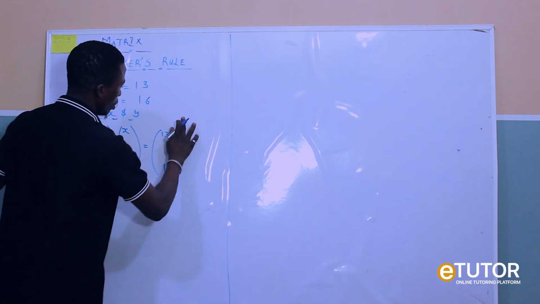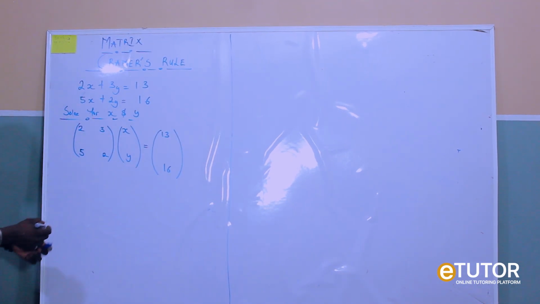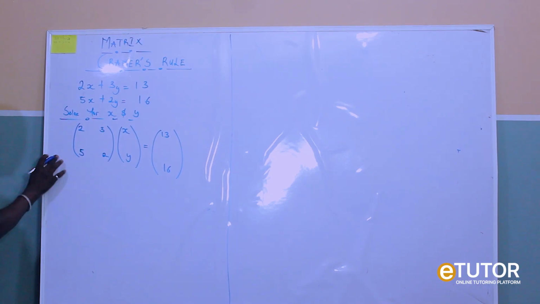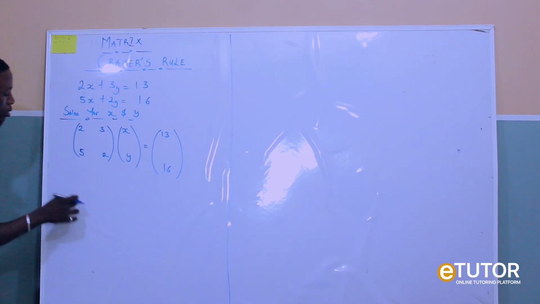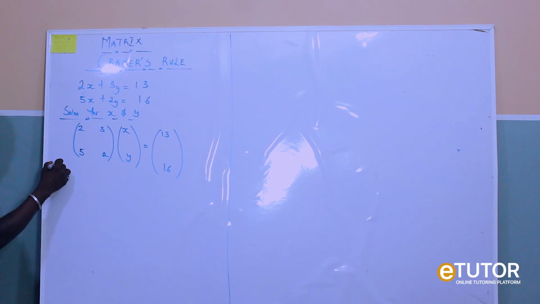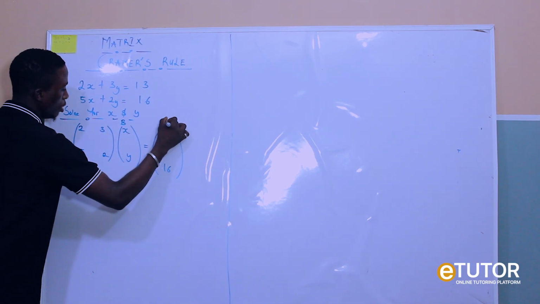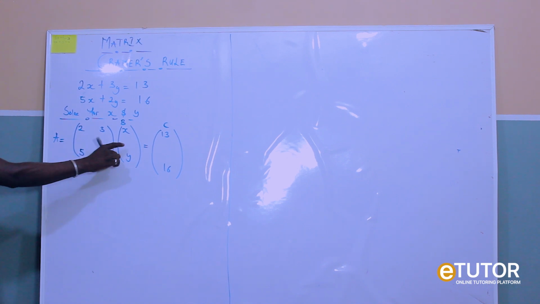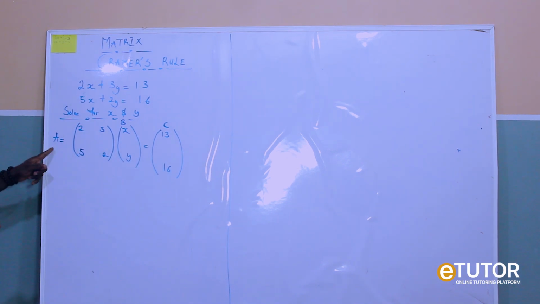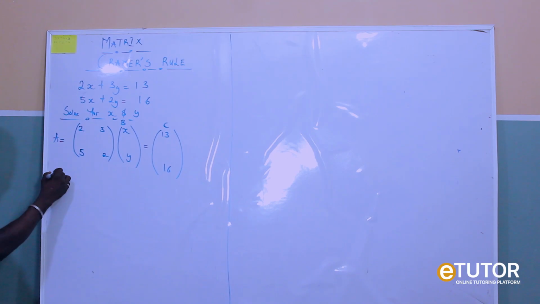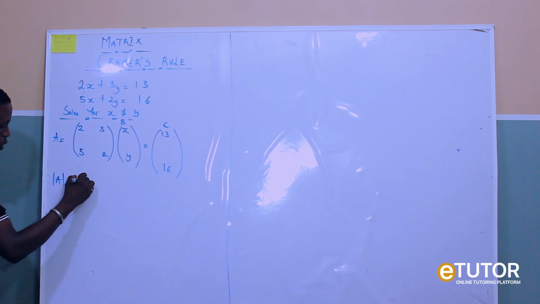So now the next step is to find the determinant of the matrix. Let's say this is matrix A. Let's call this B, and let's call this C. This is matrix A, this is matrix B, this is matrix C. So the next step is to find the determinant of matrix A. So the determinant of matrix A will be equal to delta.